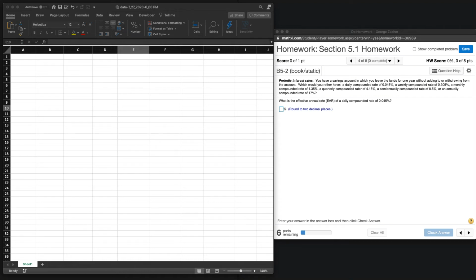Hey everyone, welcome to section 5.1, question number 2, periodic interest rates. So in this question, we have a savings account and we're going to leave funds in for 1 year without adding or withdrawing anything. And the question is, what type of interest compound would you prefer? You can have it compounded daily, weekly, monthly, quarterly, semi-annually, or annually.